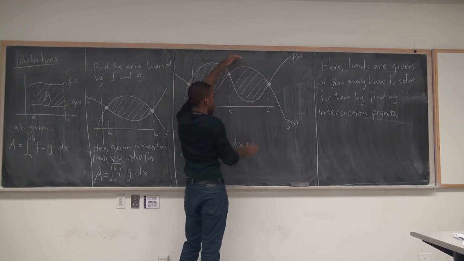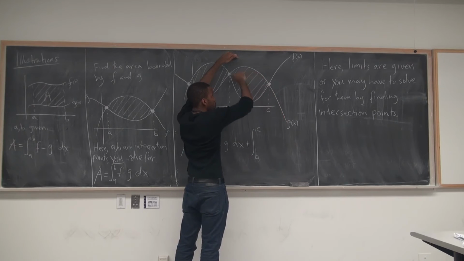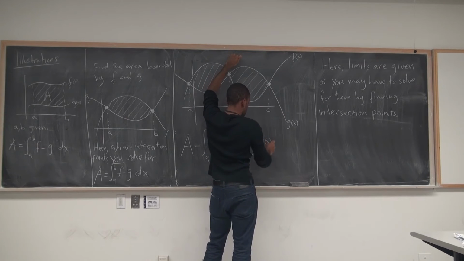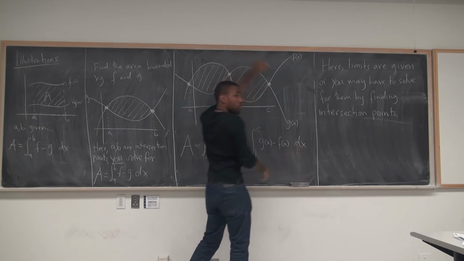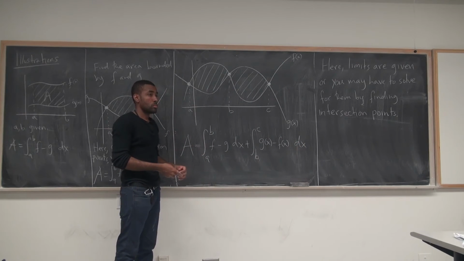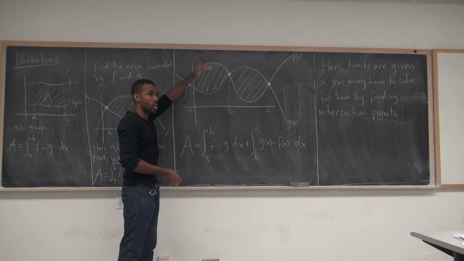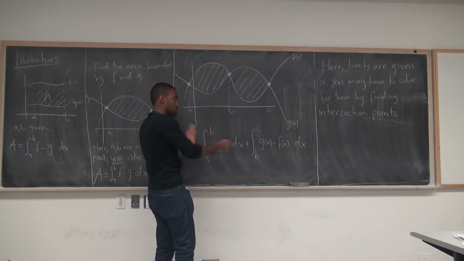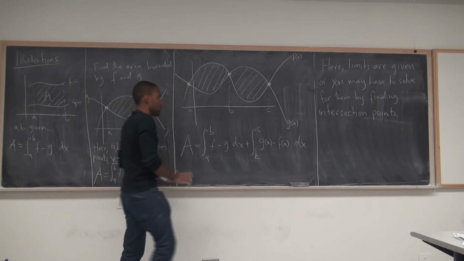Plus, I'm going to add this area. So I go from B to C of what? In this case, it switches. My G becomes the top function. My F is the bottom function. So you get the idea? It's always top minus bottom. Right, because your top and bottom changes. You're always integrating top minus bottom. So at any given time, if that guy switches, you'll need to break the integral up, right? So let's look at that.